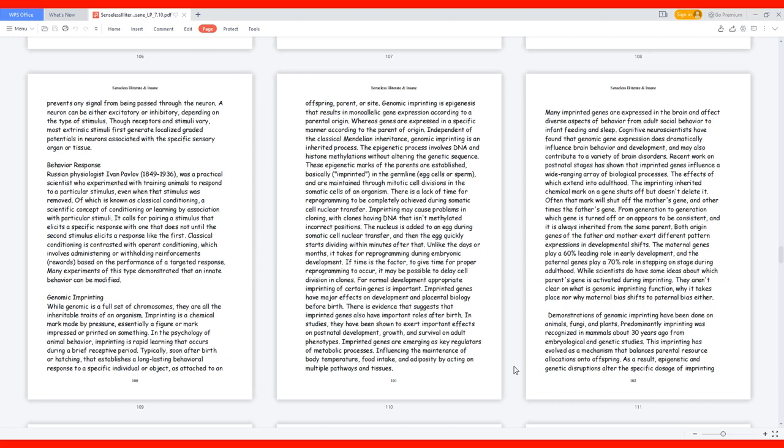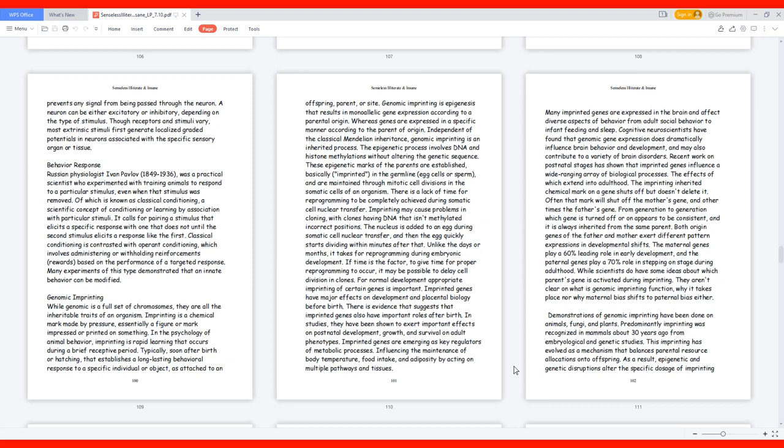Behavior response. Russian physiologist Ivan Pavlov, 1849-1936, was a practical scientist who experimented with training animals to respond to a particular stimulus, even when that stimulus was removed. This is known as classical conditioning, a scientific concept of conditioning or learning by association with particular stimuli. It calls for pairing a stimulus that elicits a specific response with one that does not, until the second stimulus elicits a response like the first.